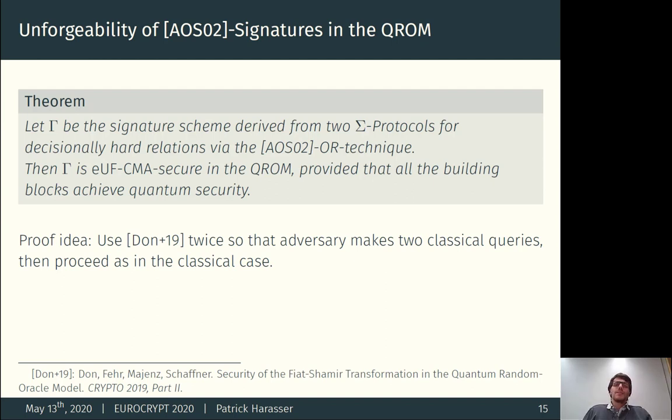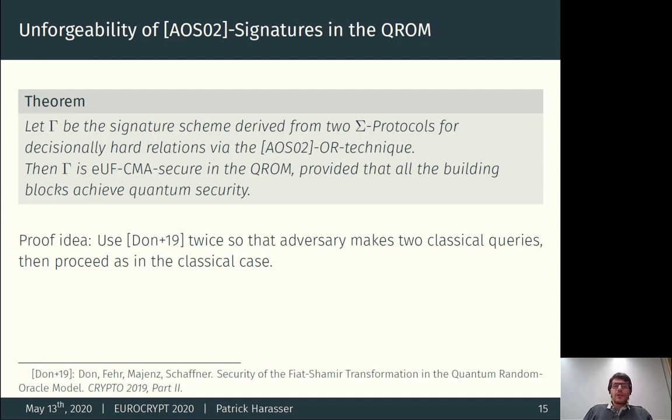Observe that we cannot simply reapply the proof from the classical case, since that heavily relied on establishing a timeline of interesting random oracle queries and to see which commitment the adversary queried first. But now superposition queries are allowed, so this line of reasoning no longer works. And to overcome this obstacle, we leverage a technique by Don et al. from Crypto 19. The rough idea is to use their technique twice to obtain an adversary that makes two classical queries, and then we can again proceed along more or less the same lines as in the classical case.